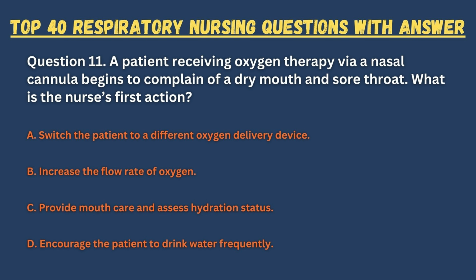Question 11. A patient receiving oxygen therapy via a nasal cannula begins to complain of a dry mouth and sore throat. What is the nurse's first action? A. Switch the patient to a different oxygen delivery device. B. Increase the flow rate of oxygen. C. Provide mouth care and assess hydration status. D. Encourage the patient to drink water frequently.